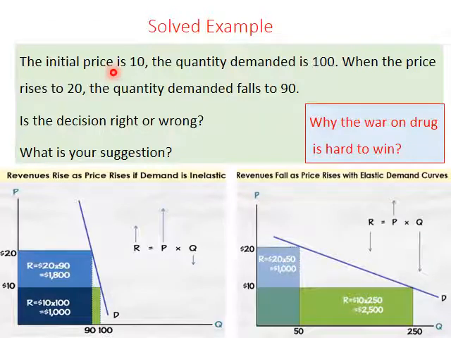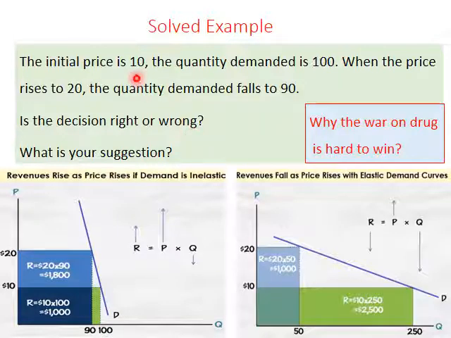Let us add one more solved question. The initial price is given as 10, and the quantity demanded at this price is 100. When the price rises to 20, the quantity demanded falls to 90. Is the decision right or wrong? Raising a price is a decision made by a manager, so is that right or wrong?